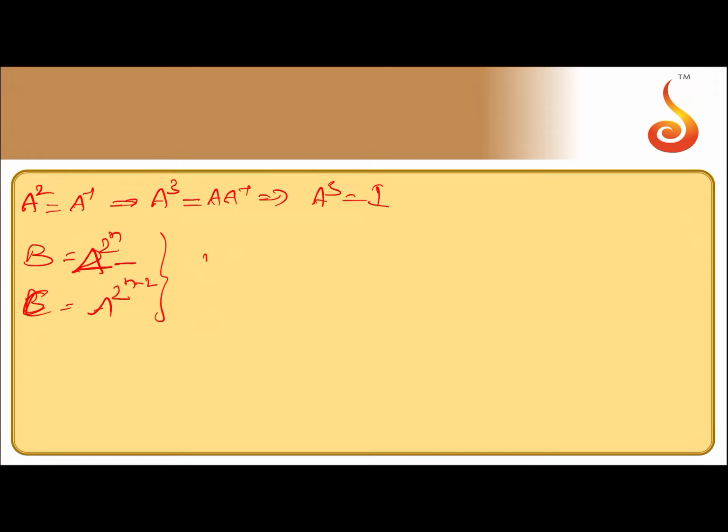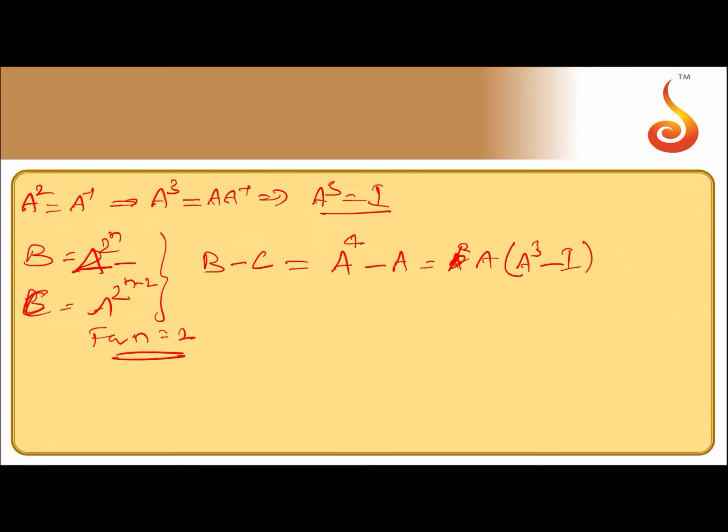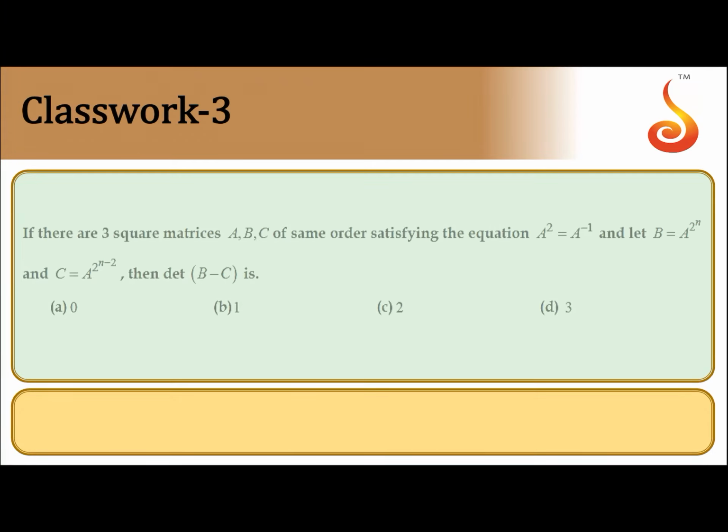Why don't we take out B minus C for n equal to 2? Let me take n equal to 2. B minus C equals A power 4, you get it, because n is equal to 2 and 2 minus 2 is 0, 2 power 0 is 1, nothing but A. So this is A multiplied by, in this one why can't you take A common? This is A cube minus I, but A cube is equal to I, therefore it is a null matrix. So the determinant of B minus C is equal to 0. So the answer for this one is 0.